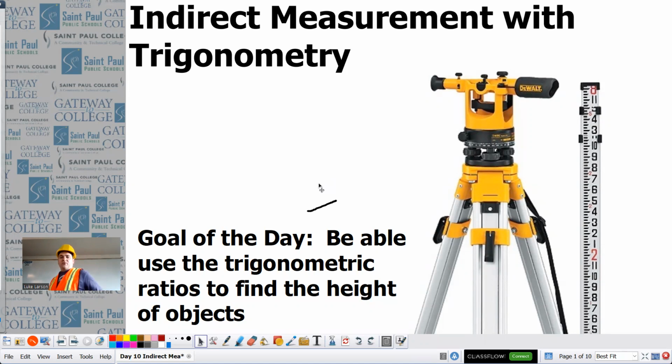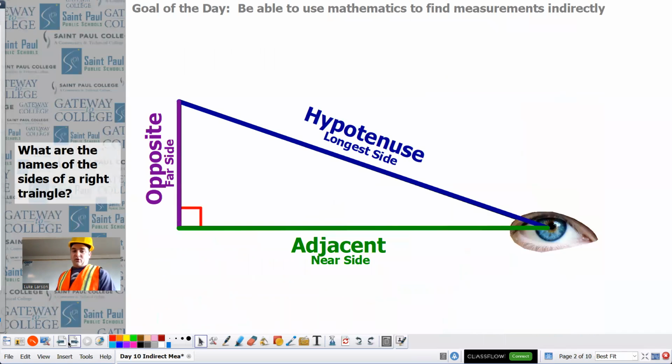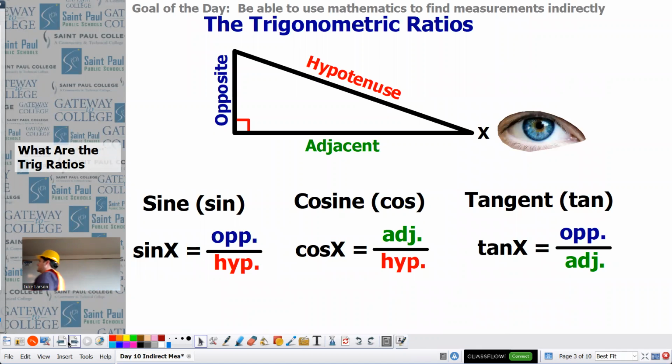All right. So indirect measurement with trigonometry. Goal of the day is to be able to use the trigonometric ratios to find the height of an object. Before we get too into it, again, quick review. Within trigonometry, we all know the three sides: opposite, adjacent, and hypotenuse, and our three trig ratios: sine, cosine, and tangent, depending on what side lengths you're working with for your particular problem.